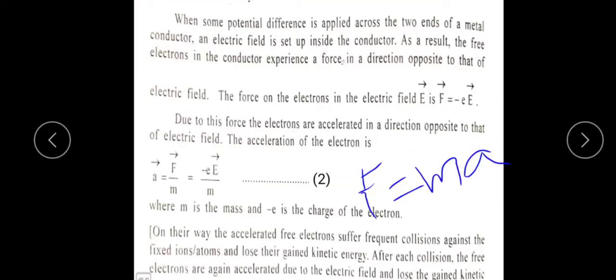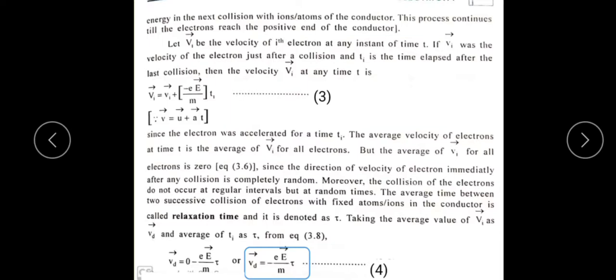So if its velocity is 0, its kinetic energy is 0. That's why after collision there is a loss of kinetic energy. Then again it accelerates because of the attractive force, and the kinetic energy gain takes place again. Till the next collision, the energy increases. This process continues till the electron reaches the positive end of the conductor.